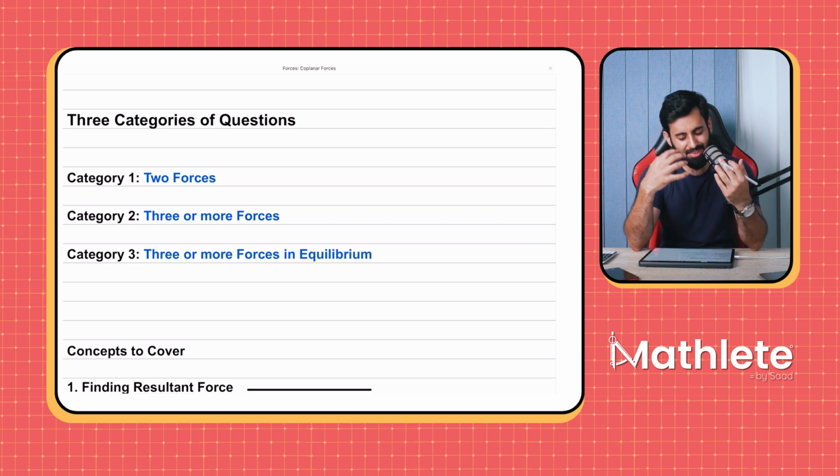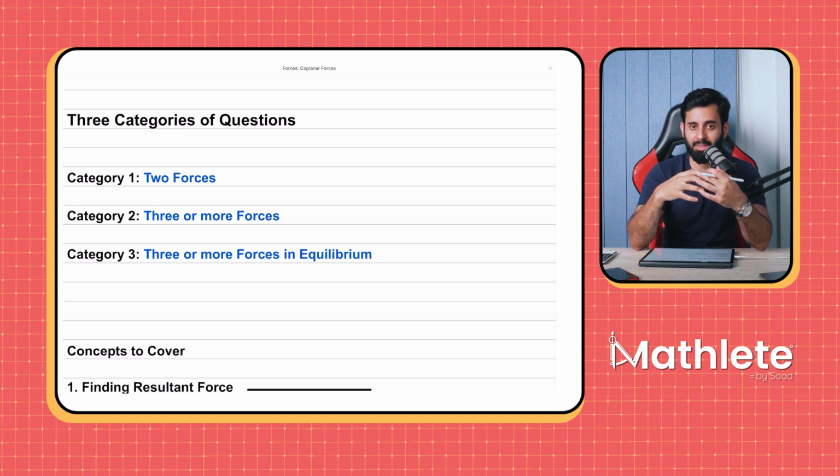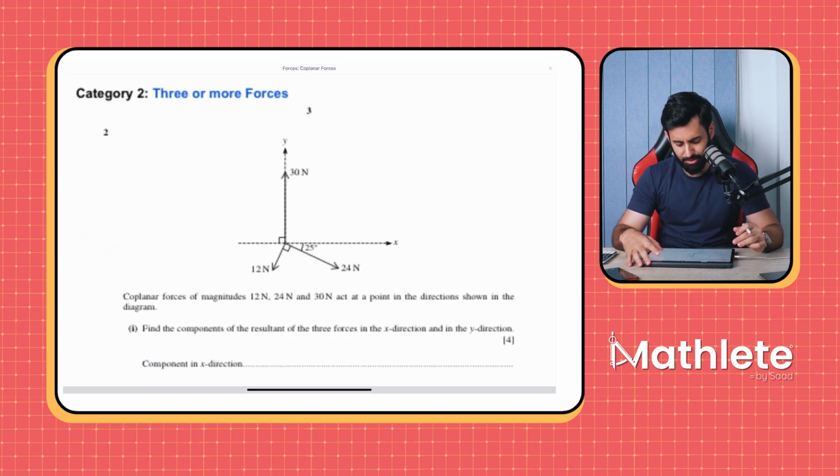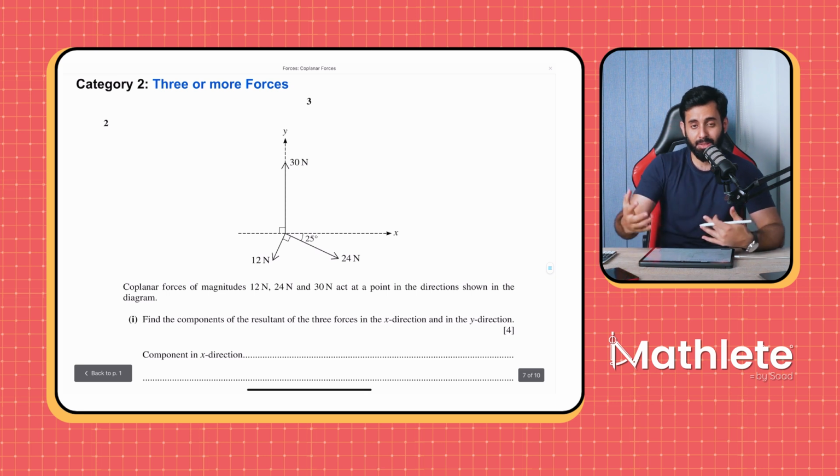So there's nothing essentially that's new in these categories. It's just that you will notice that the questions have gotten slightly more complex and there's a lot of working required in order to get the final answer. So we will straight away jump to past paper questions because like I said, there's nothing conceptually here for us to learn.